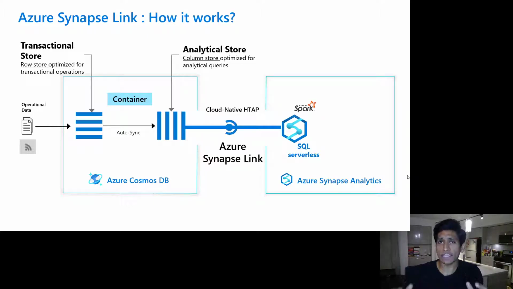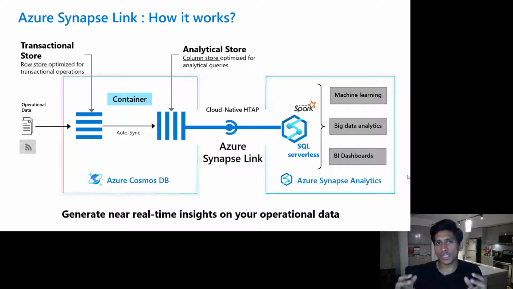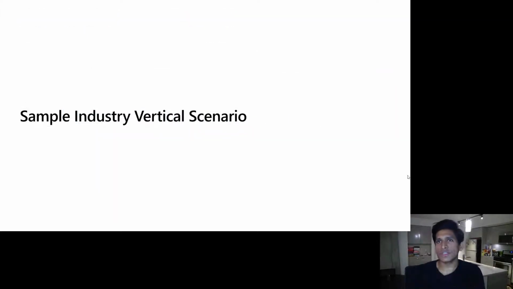Now with Synapse Link, you can connect the Cosmos DB analytical store with Synapse Analytics workspaces with a single click, which then allows you to interchangeably query Cosmos DB data using Spark and SQL runtimes with no RU impact. This enables you to build machine learning pipelines, BI dashboards, and run big data analytics in near real time on your operational data.